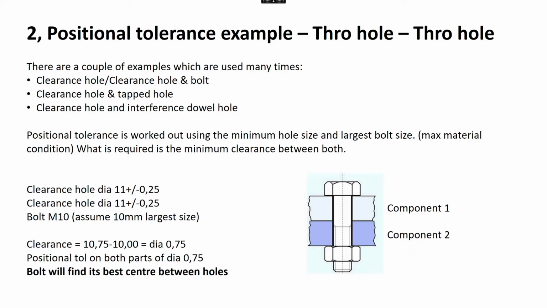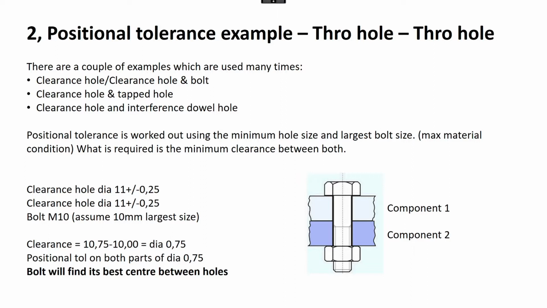So we're going to look at a scenario of a clearance hole of 11mm plus minus 0,25 and a clearance hole of the same 11 plus minus 0,25, and we're going to assume a bolt size. The maximum size of the bolt is usually the actual stated size. It's actually a few microns less normally, but for working out the worst case scenario, I would use the actual size itself, so 10mm in this case. All you need to do is work out the clearance between the 2. The clearance hole at its smallest size, 10,75, minus the bolt at its maximum size of 10, gives us a clearance of diameter 0,75.